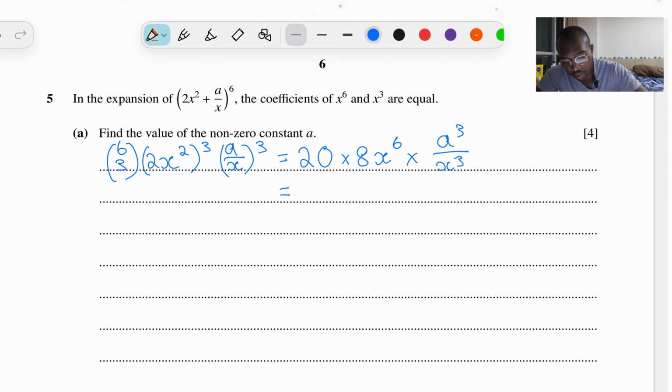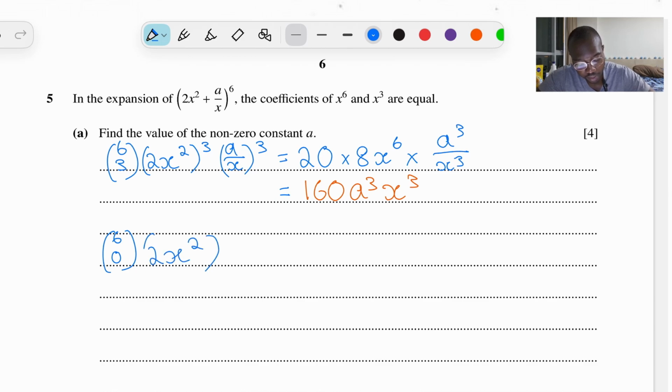And if we work this out, what do we get? Well, we would get 160, and then the x's would go to x to the 3 because x to the 6 divided by x to the 3 is just x to the 3. And we also have that a to the 3. Let's write it the other way, so let's write that as a to the 3 x to the 3. Okay, so now we need to work out x to the 6. We've just got to be very careful. You may think, oh, let me just do 6 choose 0, and then that will give me (2x squared) to the 6.